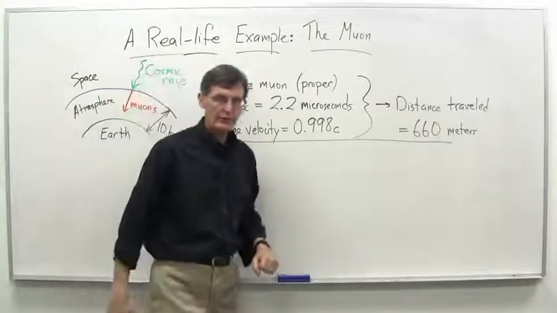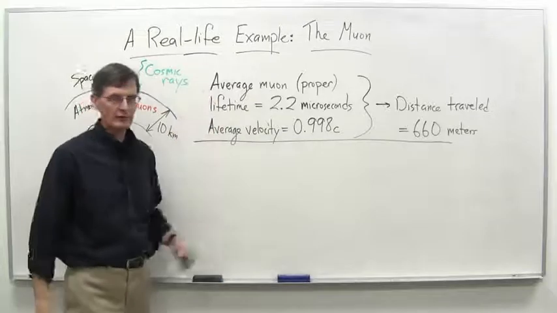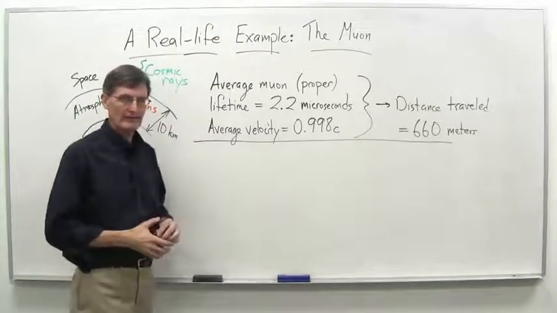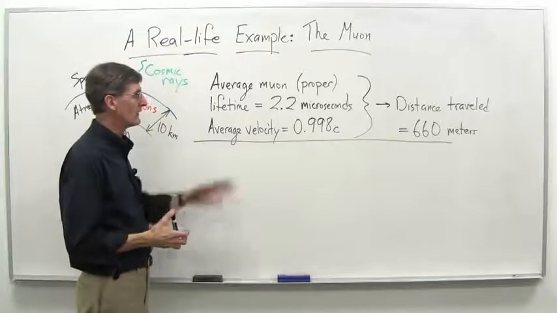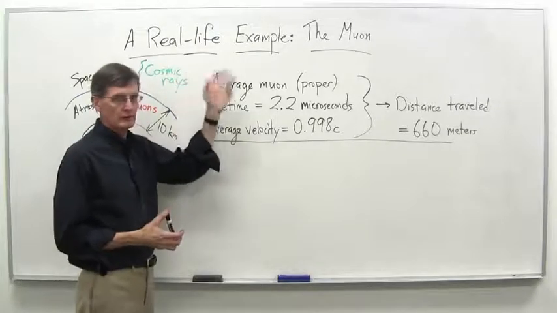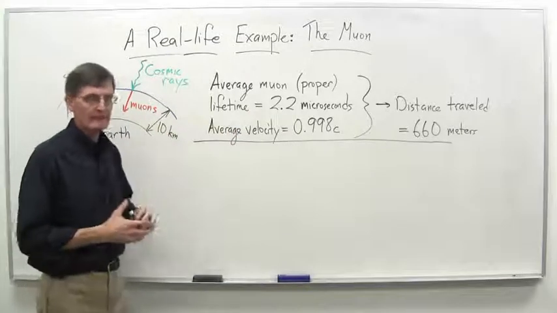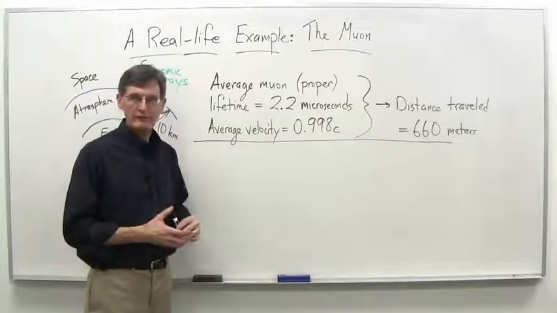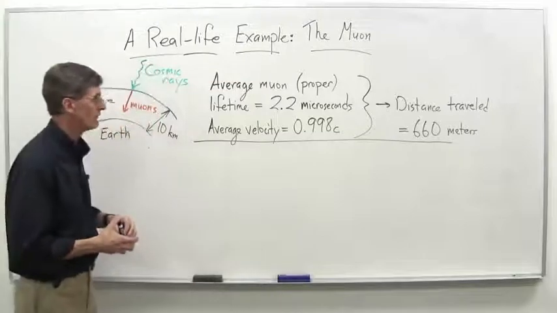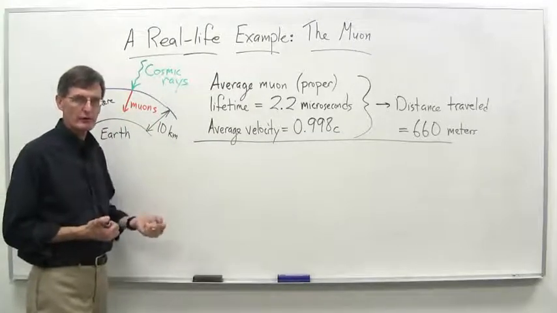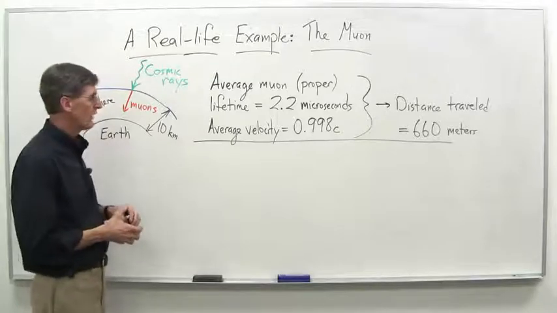Okay, let's talk about a real-life example of the special theory of relativity. In fact, a classic example showing that it actually works in real life. It's of a particle called a muon. Muons are sort of like electrons, but they're much heavier, about 200 times the mass of an electron. They're also short-lived particles. They decay into other things.